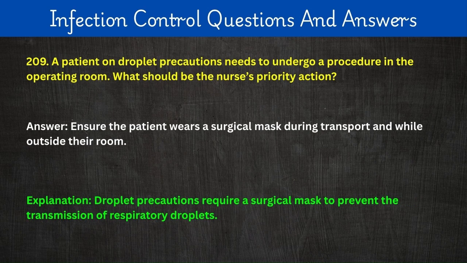209. A patient on droplet precautions needs to undergo a procedure in the operating room. What should be the nurse's priority action? Answer: ensure the patient wears a surgical mask during transport and while outside their room. Explanation: droplet precautions require a surgical mask to prevent the transmission of respiratory droplets.